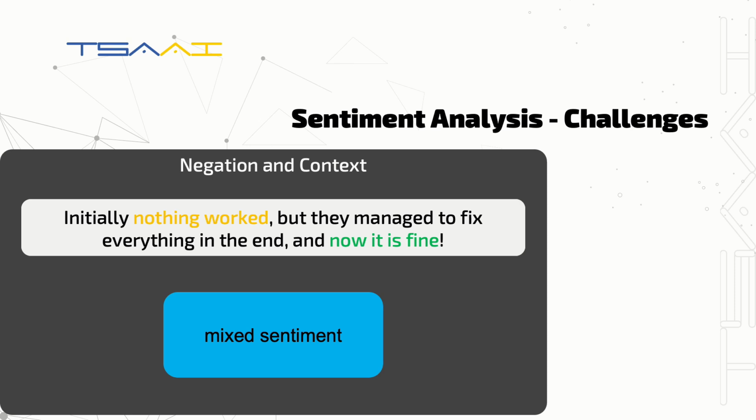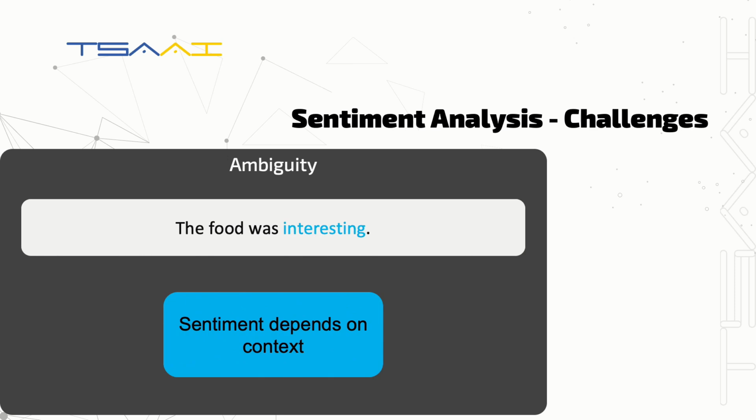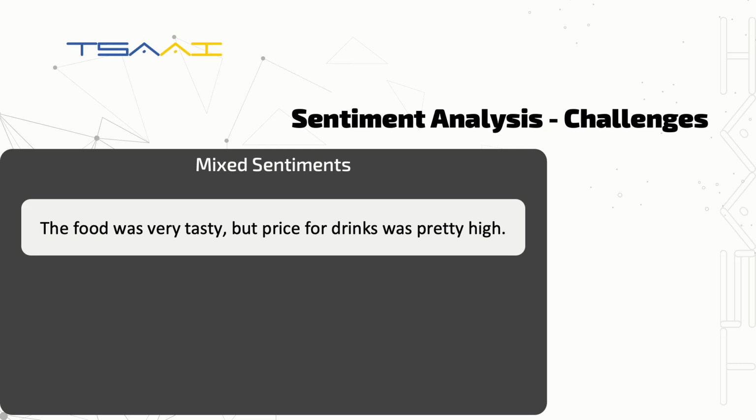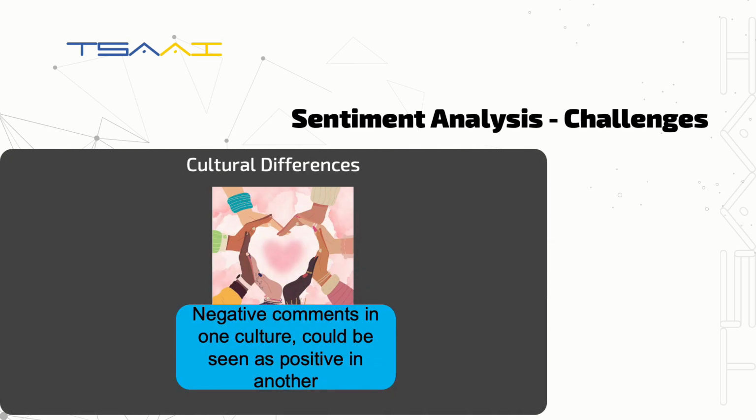Sentences can be ambiguous. For example, if a customer says, "The food was interesting," it depends on the context whether it is a positive, neutral, or negative statement. A statement like, "The food was very tasty, but price for drinks was pretty high," contains mixed sentiments. The model must correctly identify and separate the two sentiments in the sentence. The interpretation of sentiment can also vary across cultures. What might be a negative comment in one culture might be seen as positive in another.